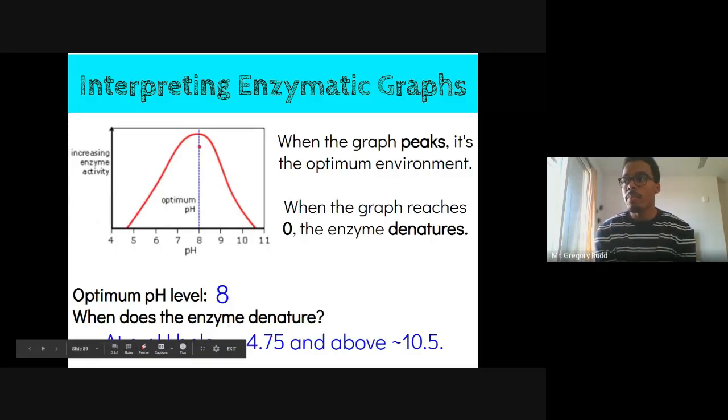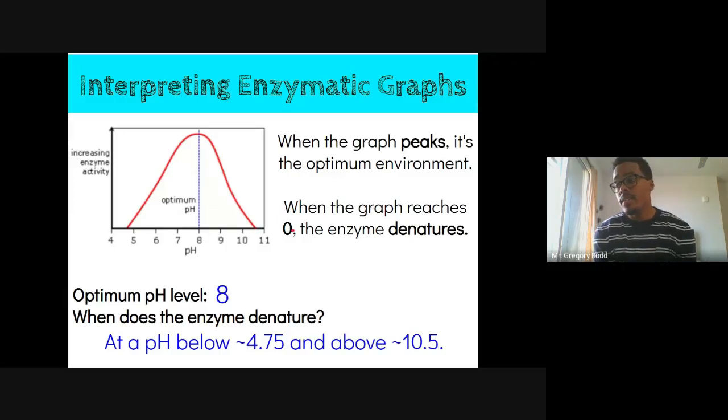But there's another place on the graph as well that Kathy also pointed out. We're looking at about 10 and a half here. Anything above that, the enzyme is going to be denatured. So if we were at 11, enzyme's not going to work there. If we were to go further and have 12, the enzyme wouldn't work there. So anything above 10 and a half represents a denatured enzyme.